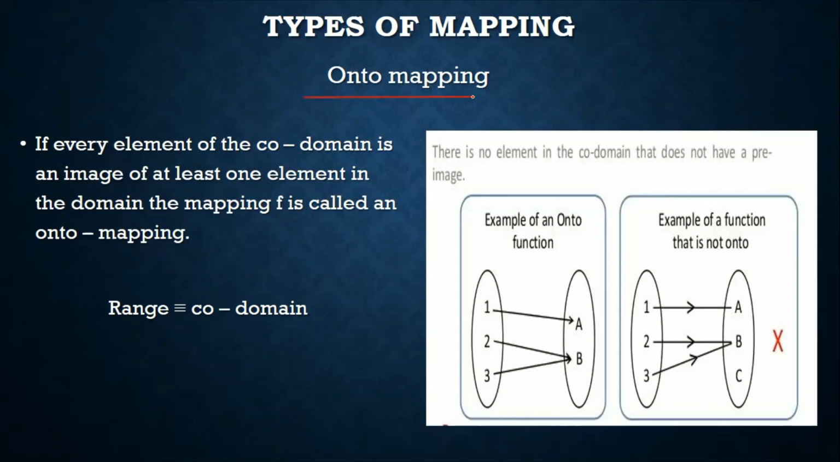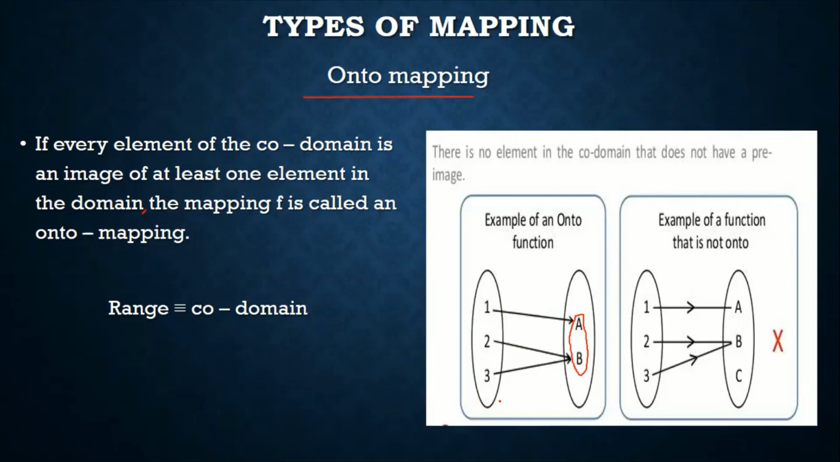Now, let's go on to the second type of mapping, which is called the onto mapping. The onto mapping states that if every element of the codomain is an image of at least one element in the domain, then the mapping F is called an onto mapping. It means if every element in the codomain is mapped to an element in the domain, then we can call that function a what?